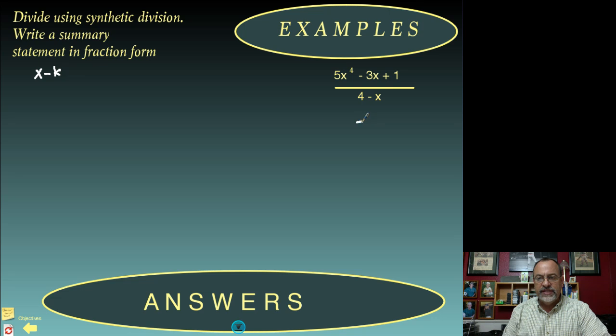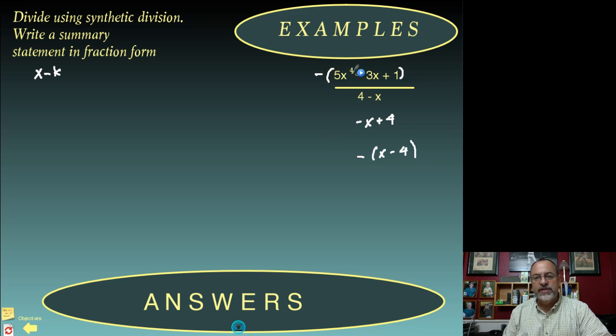You'll notice in this case, if I were to rewrite this in order, this is negative x plus 4. Now, in order to change this into the form x minus k, I need to change the sign of these, which means I need to take the negative sign out. Okay? And I need to take the negative sign out of the denominator because if I left it in the denominator, I'm still going to have negative x plus 4. So I need to take the negative out of the denominator and move it into the numerator.